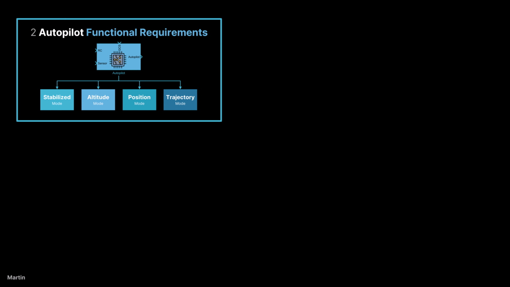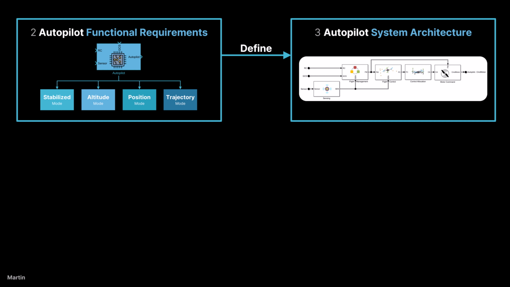In a quadcopter autopilot design, functional requirements define what the system must achieve, and these requirements directly shape the system architecture into logical modules like flight management, control, and sensor fusion. The architecture ensures all requirements are addressed systematically.